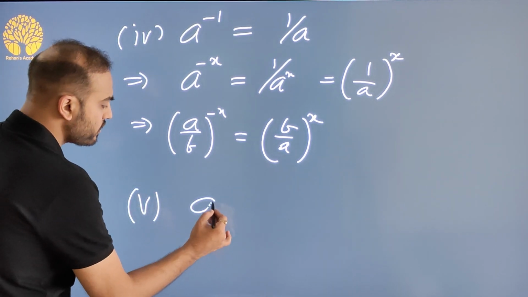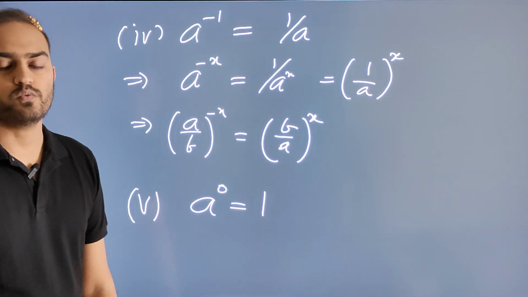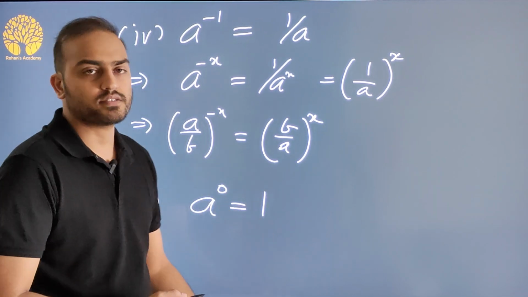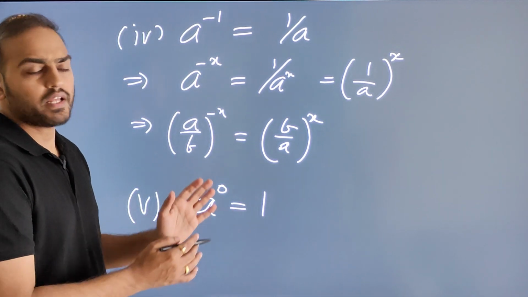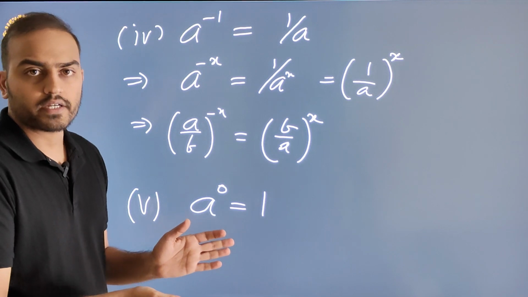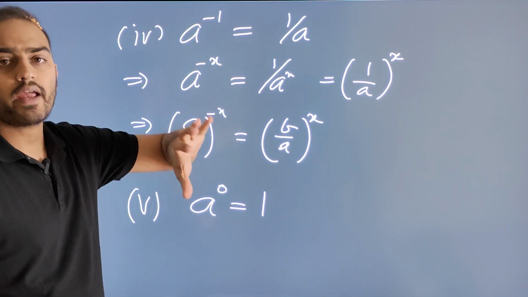Moving on to the next one, anything to the power 0 is 1. Anything to the power 0 is 1. So these are all the properties when your base is constant. If you see in all the properties, the base remains fixed, a.